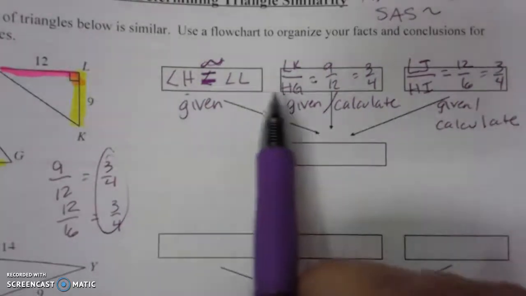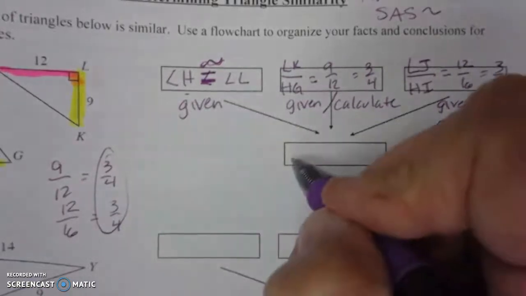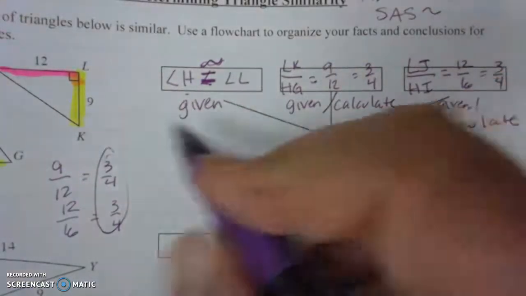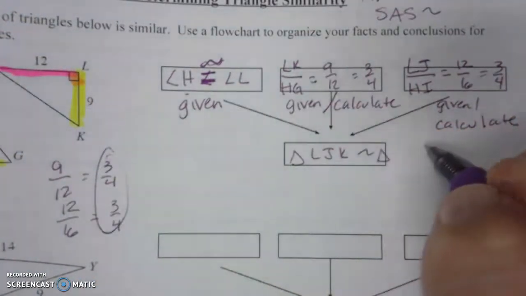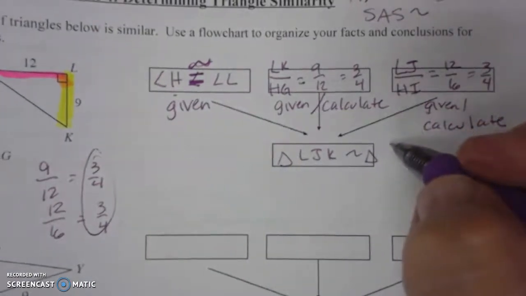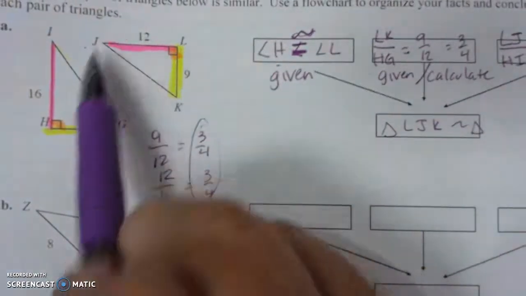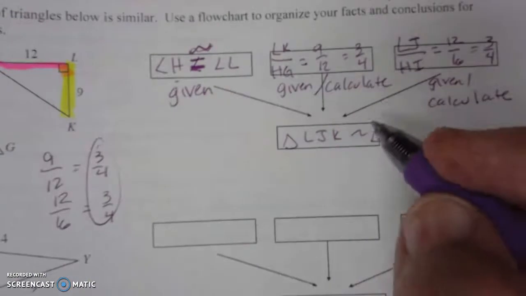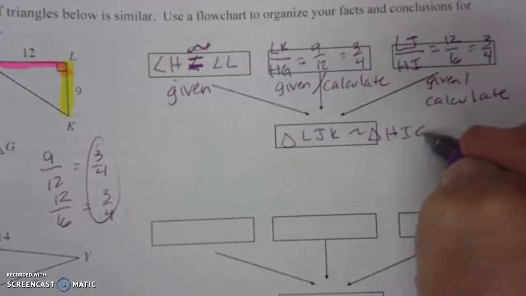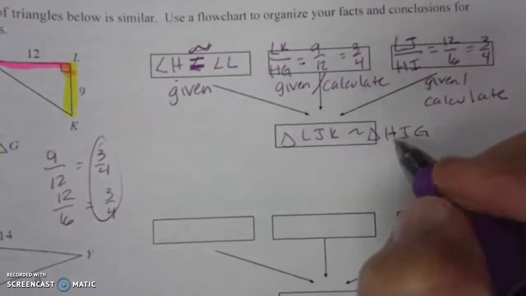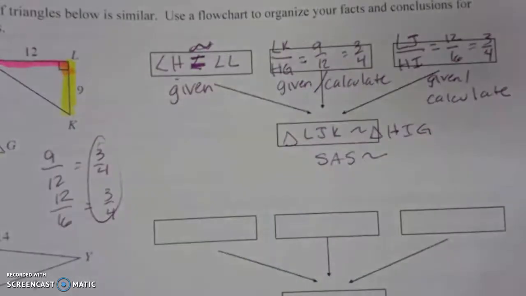And so now that I know that those 3 pieces match up, I can say that triangle LJK is similar to triangle, there's never enough space to write in these boxes. So LJK, I started with L at the 90 degrees. I went across the pink. So I'm going to go HIG. HIG. So we know those are similar. And how is it that we know it? Because of side, angle, side similarity. So that's our first proof.